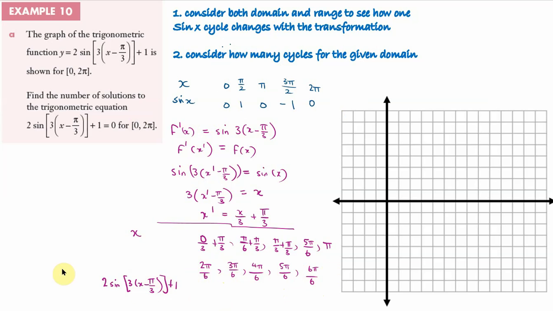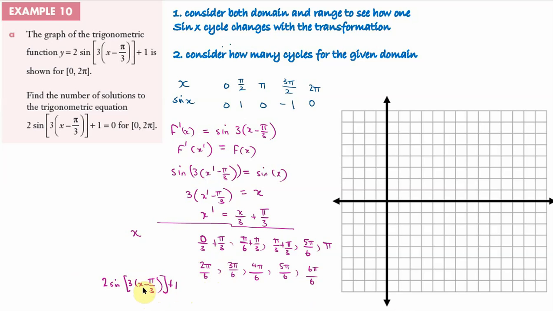And now we're going to put back in the vertical transformations when we calculate the value of that transformed sine function. So 2 sine of 3x minus pi on 3 plus 1 for 2 pi on 6 gives sine of pi minus 2 pi on 6 minus pi on 3 is 0.